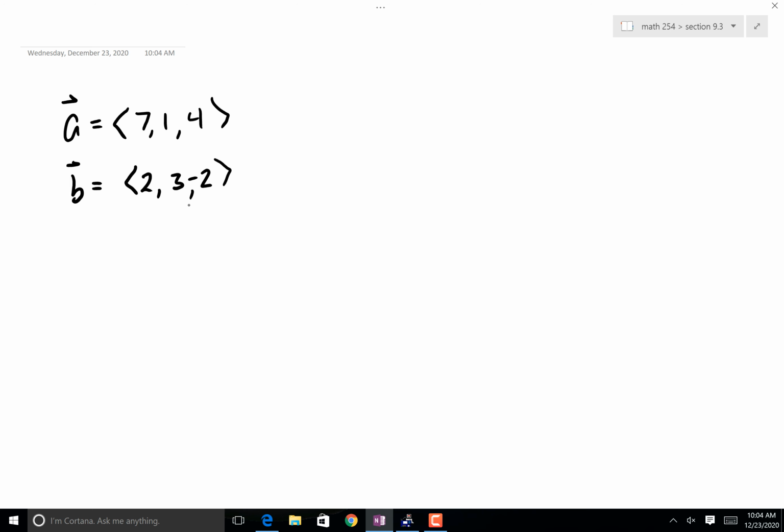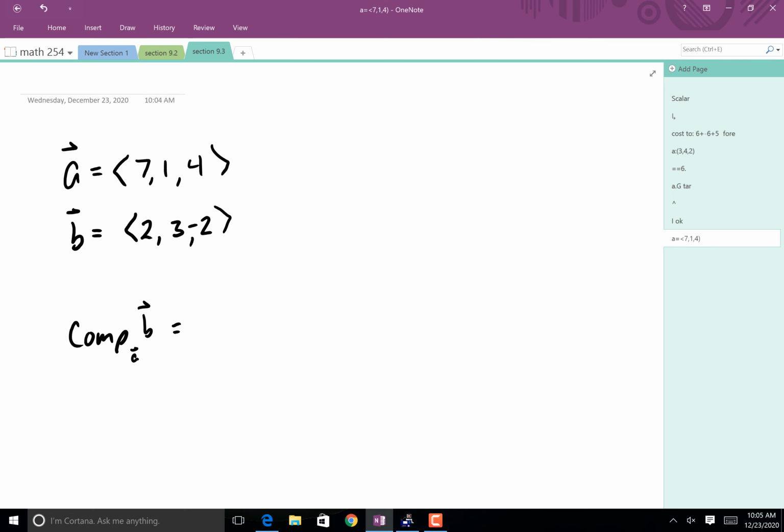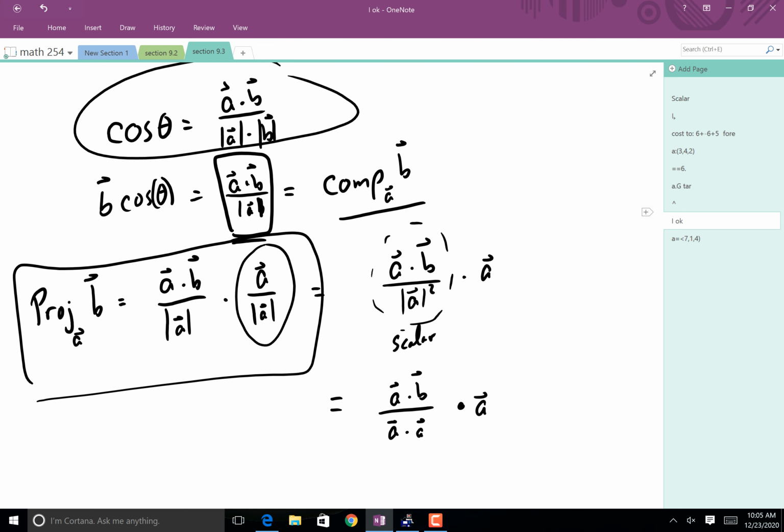Cool. So to do this, I'm just going to start off and find the scalar projection, and let's do B onto A. It's simply going to be equal to, and if you go back and look at the previous page, A dot B over the magnitude of A.